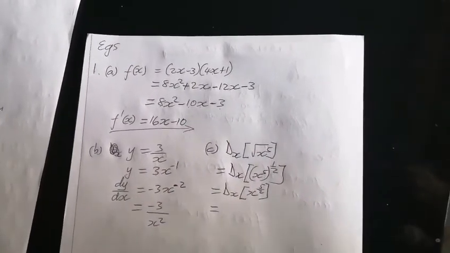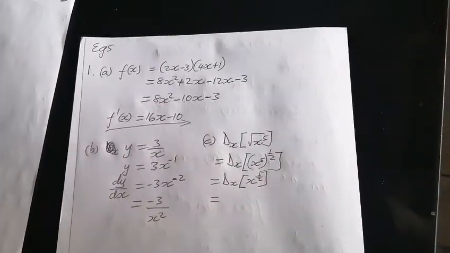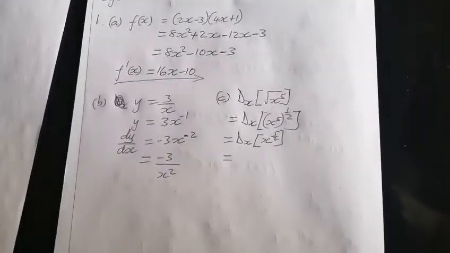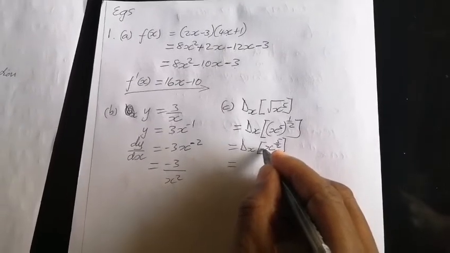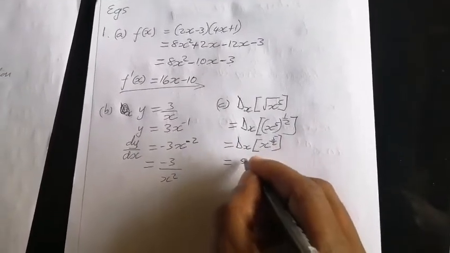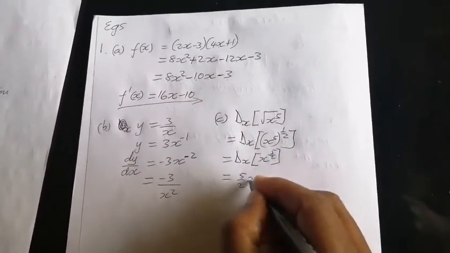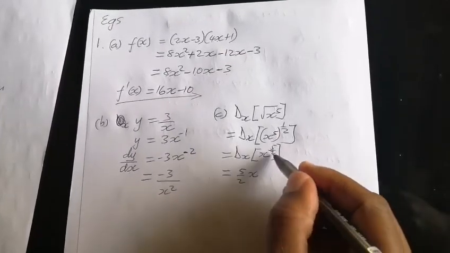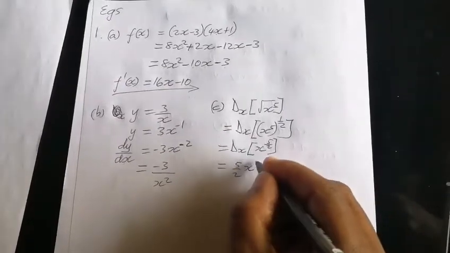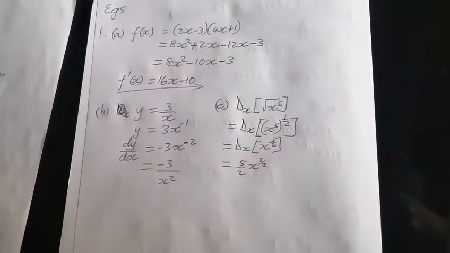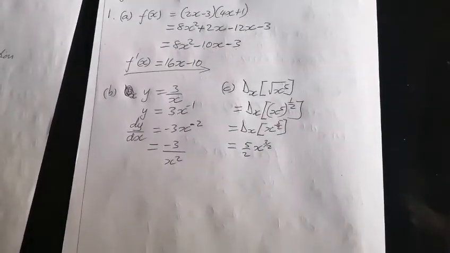Then now at this point I can differentiate. The d/dx does not come anymore. This comes down, it is multiplying the coefficient of x, which is 1. So it's 5 over 2. Then x to the power 5 over 2 minus 1. We remain with 3 over 2. You can leave your answer like that.